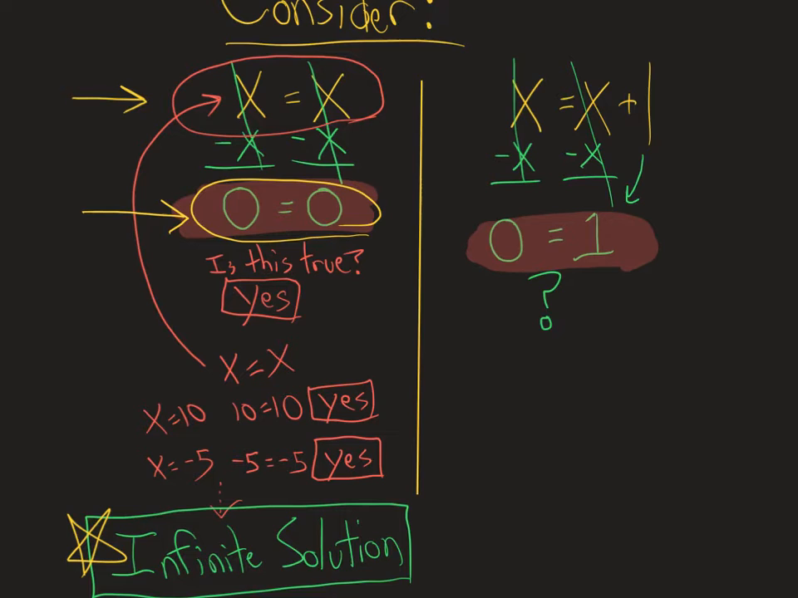All right, let's look at the other type. This 0 equals 1, and we're going to start by asking the same question. Is that true? And of course, you're going to say, yeah, Mr. A, it's true. No, it's not. Is this true? Of course it isn't.